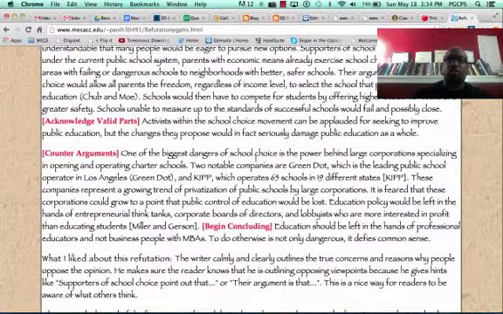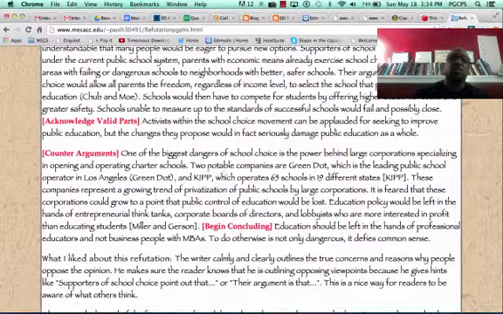"One of the biggest dangers of school choice is the power behind large corporations specializing in opening and operating charter schools. Two notable companies are Green Dot, which is a leading public school operator in Los Angeles, and KIPP, which operates 65 schools in different states. These companies represent a growing trend of privatization of public schools by large corporations. It is feared that these corporations could grow to a point that public control of education will be lost. Education policy will be left in the hands of entrepreneurial think tanks, corporate boards of directors, and lobbyists who are more interested in profit than educating students."